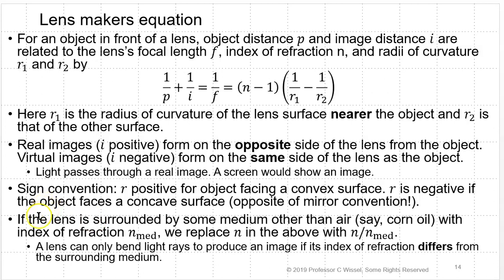If the lens is surrounded by some medium other than air, say corn oil or water, with an index of refraction n_med, then we're going to replace this n here with n over n_med, where n is the index of the refracting material, the lens. Now, if n equals n_med, n over n_med is 1, and 1 minus 1 is 0. This means, of course, 1 over f becomes 0, so f becomes infinity. So the lens doesn't focus anything then.